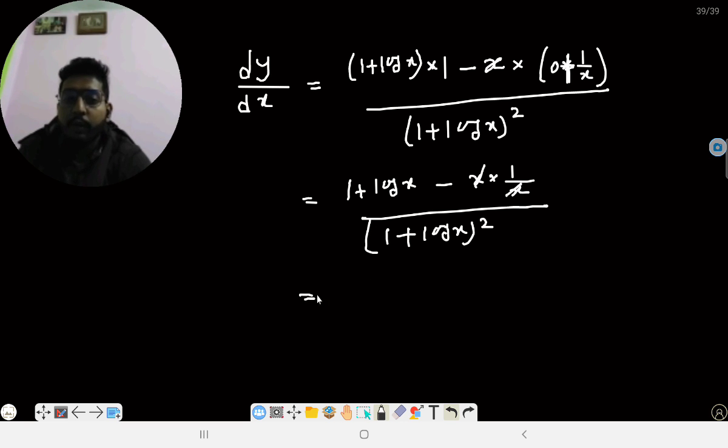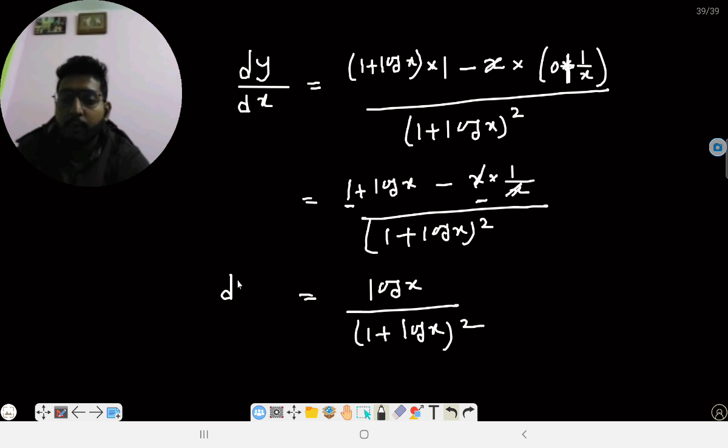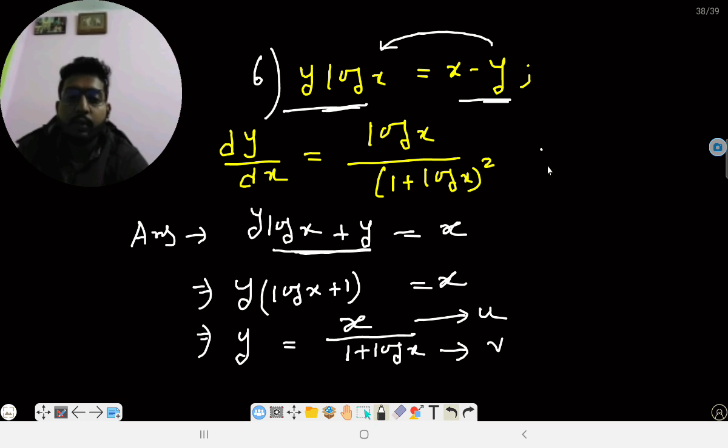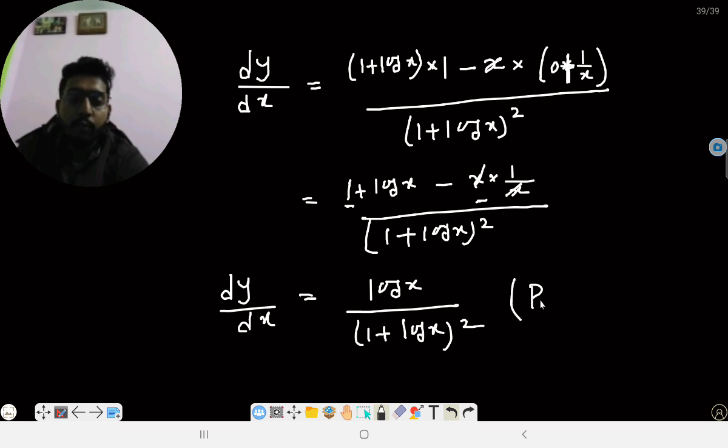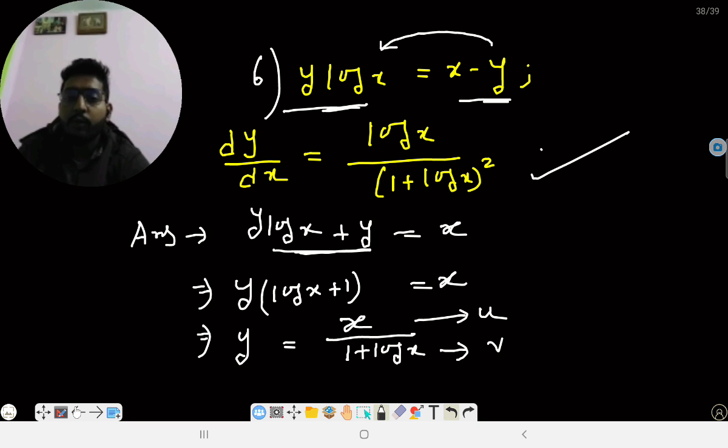So in the numerator you can see there is a 1 and there is a minus 1, so 1 and minus 1 will be cancelled out, so it will only be log x divided by 1 plus log x whole square, and hence this is the proof. So dy dx equals log x by 1 plus log x whole square, it came, so hence it is the proof. So this is the way to solve this one. So this is question number 6, this is the way we can solve this.